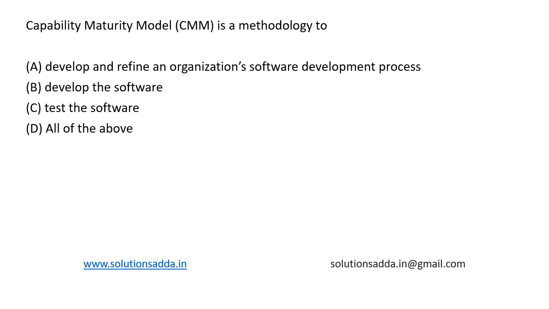This is a question from software engineering. Capability Maturity Model, CMM, is a methodology to, and four options are given. Let's first of all understand what is Capability Maturity Model. It is a methodology used to develop and refine an organization's software development process. The model describes a 5-level evolutionary path of increasingly organized and systematically more mature processes. So, based on the options, option A, develop and refine an organization's software development process is the correct answer.